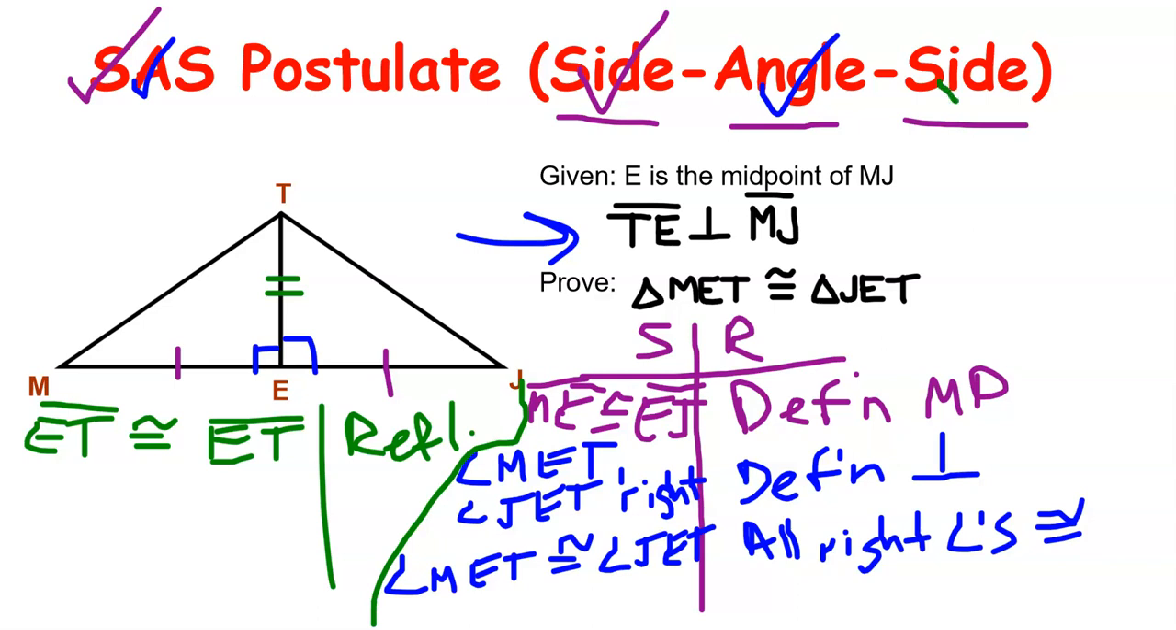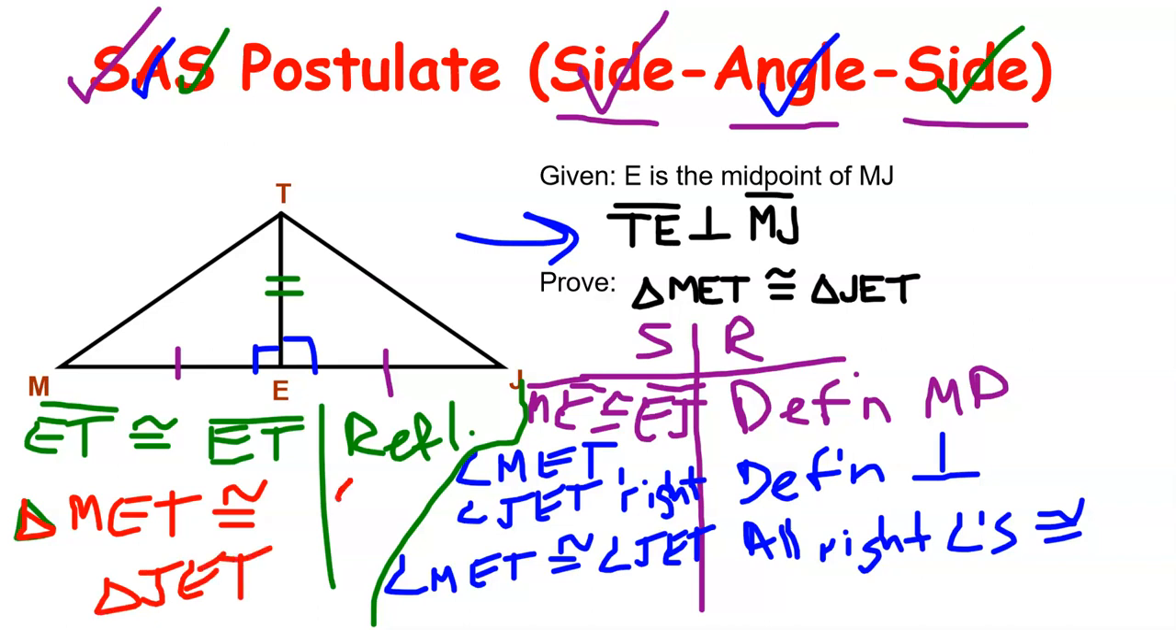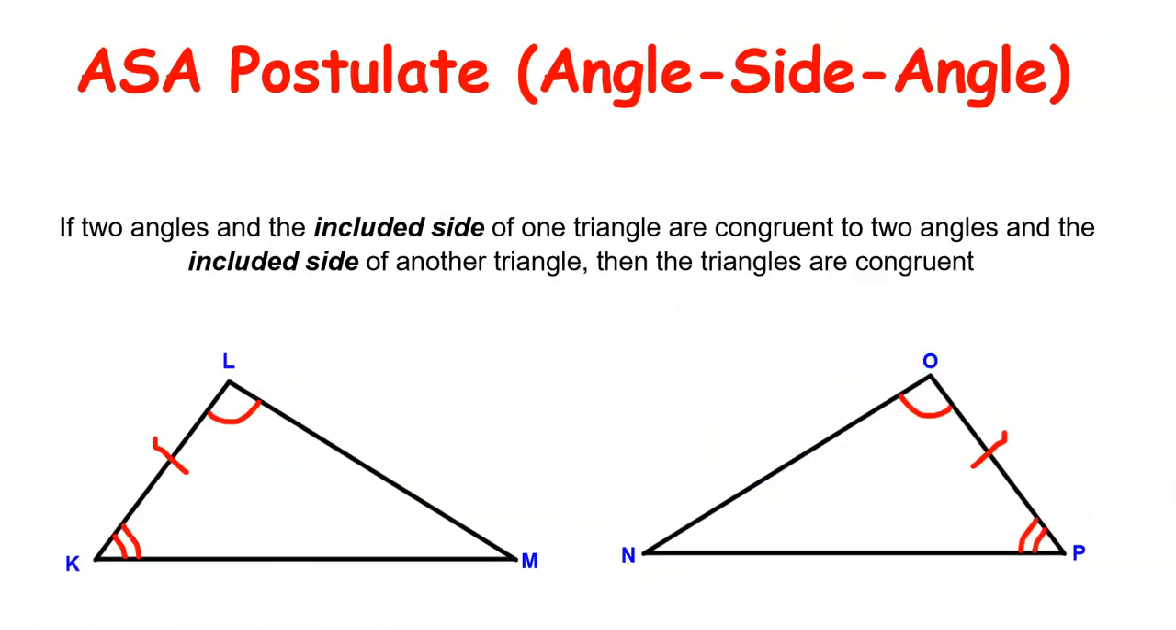And then finally, now we have side angle side, and we can say what we've wanted to since the beginning, which is that triangle MET is congruent to triangle JET because of SAS. Again, we need side, angle, and side proven to be congruent with the angle included to use SAS. Every proof using SAS must include those three steps before you can go straight to the SAS postulate and say that the triangles are congruent. The last way that we can prove triangles congruent that we're going to see in this video is ASA, or angle side angle.